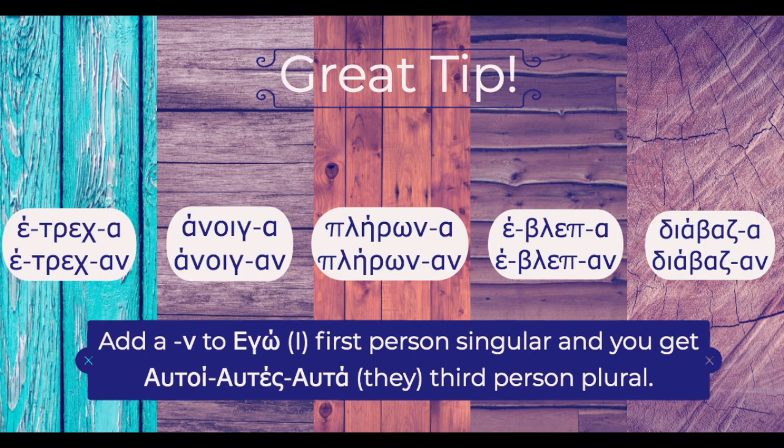One more thing, one more little secret is that if you notice the first person, I, and the last person, they, are quite similar. Yes, the only difference is that in they, you add a ni in the end. Πλήρωνα, πλήρωναν. And you will notice this happening in all verbs in the past continuous.